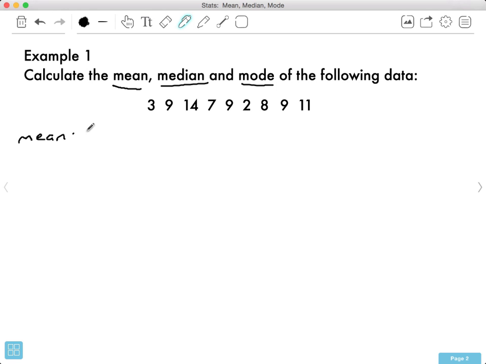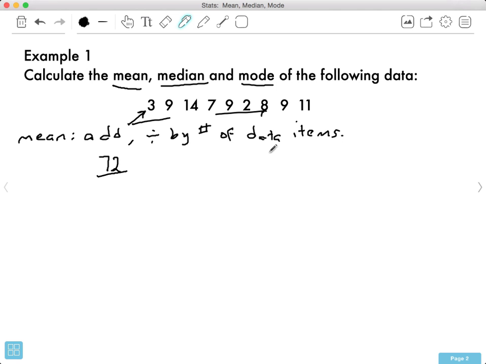In order to calculate the mean, you have to add up all of the numbers in the list from the beginning to the end, and then you want to divide by the number of numbers, or the number of data items. So when I add up all the numbers in this list, I get 72. And I want to divide by the number of data items. So you simply just count 1, 2, 3, 4, 5, 6, 7, 8, 9. There's 9 data items. So you take the sum of all those, 72 divided by 9 is 8. So my mean is 8.